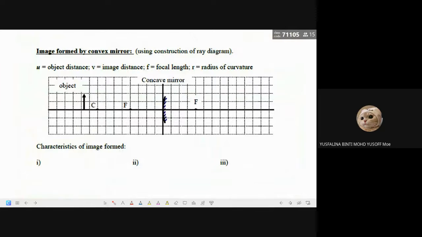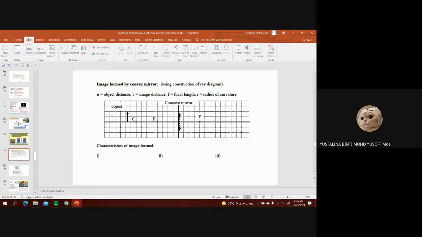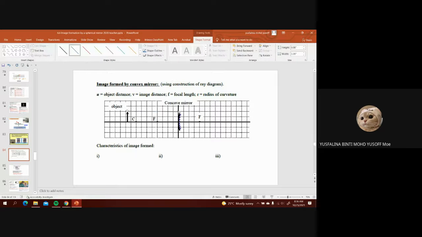Alright, so now we learn how to draw for the convex mirror. Remember, it doesn't matter where your object is. The way to draw and the characteristic of the image will always be the same. So let's try to draw this one. From here, since they use reflection, it will be reflected back like that. Then this line, we make it longer until it passes through the F here.